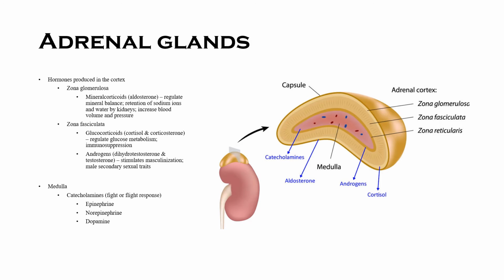Within the zona fasciculata is also the production of androgens. These are both dihydrotestosterone and testosterone that stimulate masculinization and male secondary sexual traits. Within the medulla of the adrenal gland, you will find the production of catecholamines, which are involved in your fight or flight response. This is your adrenaline or epinephrine and noradrenaline or norepinephrine, and then of course also dopamine is produced in the medulla of the adrenal gland.